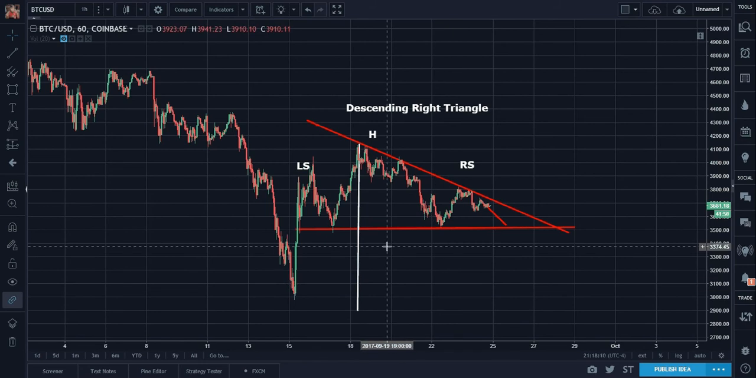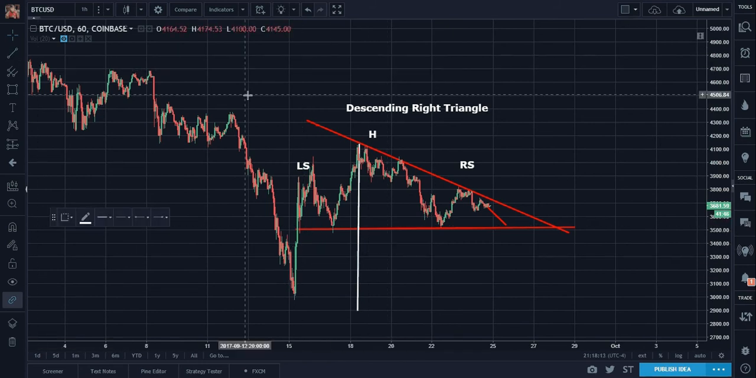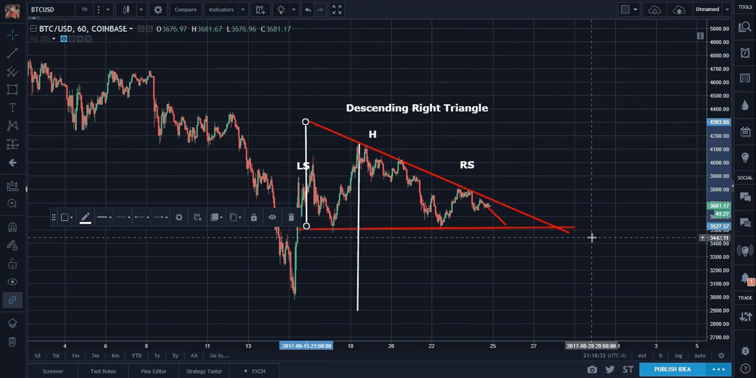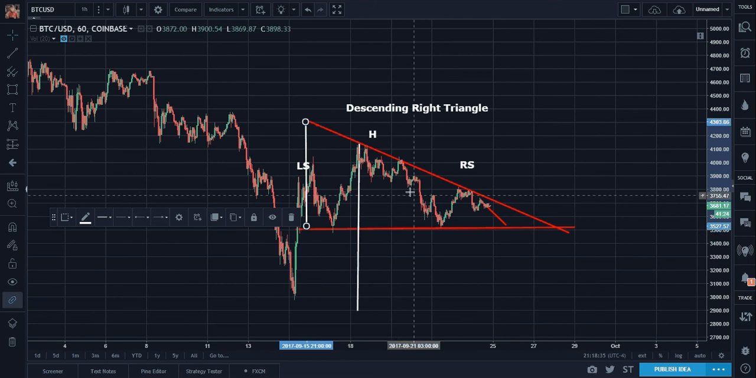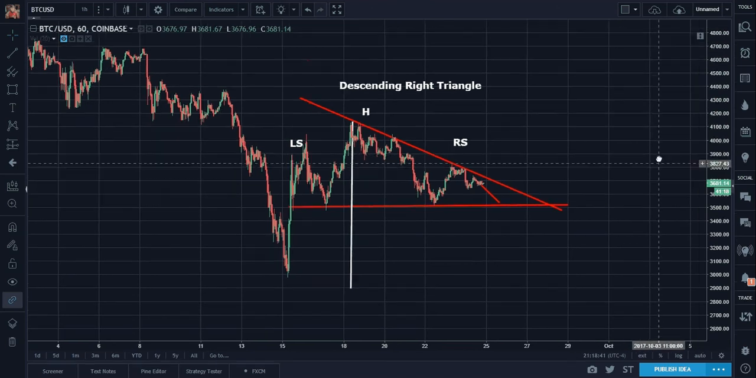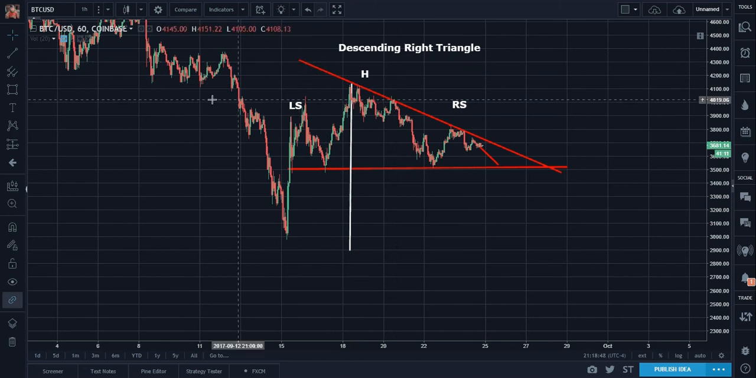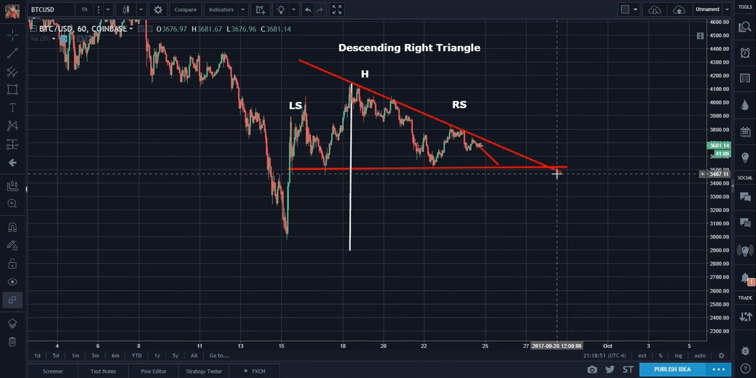Why is it called a descending right triangle? In geometry, you learn about the right triangle. That's 90 degrees. Horizontal, vertical 90, and the hypotenuse. So it resembles a right triangle. How do you calculate the minimum distance of a right triangle? I draw a parallel line to this line. And here, what is this called? When the two lines meet, this is called the apex.